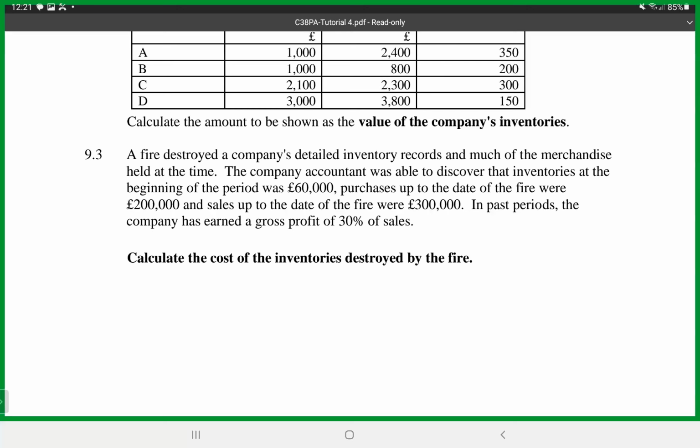Then purchases up to the date of the fire were 200,000. So there were 200,000 purchases that were made. And sales up to the date of the fire were 300,000, and they sold up to that much. And then in the past periods, the company has earned a gross profit of 30% of sales.